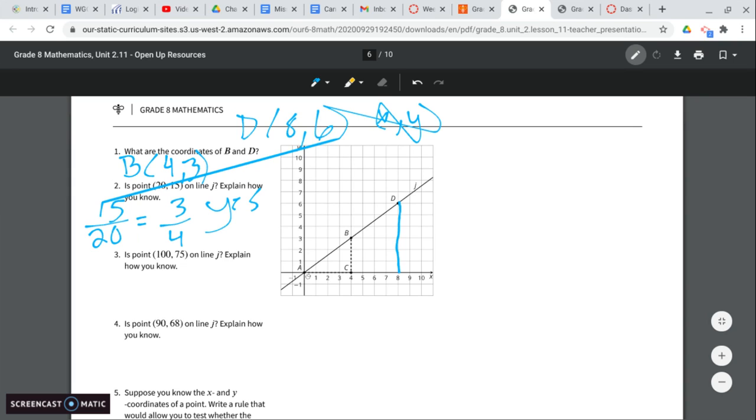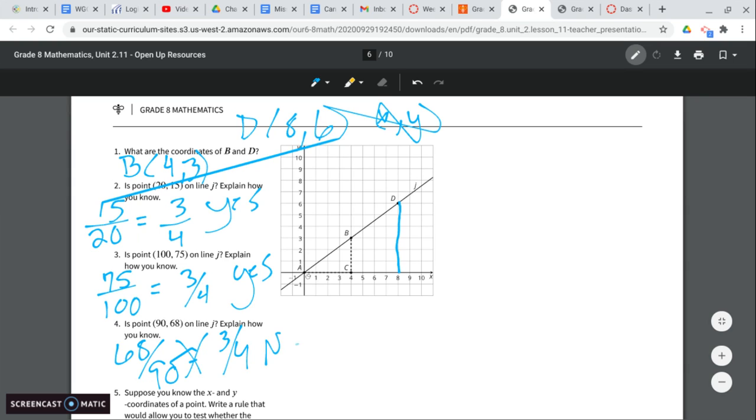It has the same slope. Do the same thing with 175. 75 goes on top, 100 goes on the bottom. That's the same thing as 3/4. So yes, it is. The next one, 68 over 90. Is this going to simplify down to 3/4? Nope, it does not equal 3/4, so no, different slope.